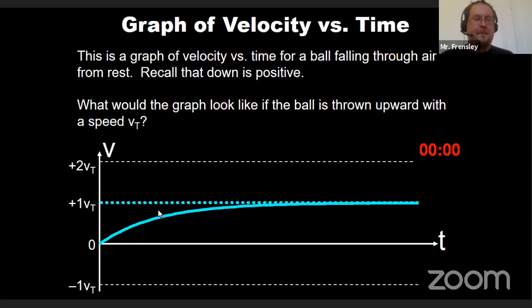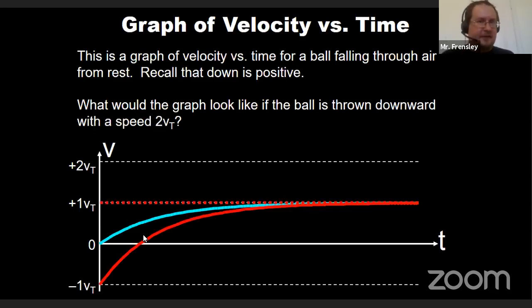Time is up. The correct graph appears like this. Yes, it is the same shape. The graph begins at negative VT because negative is the sign that we assign to up.